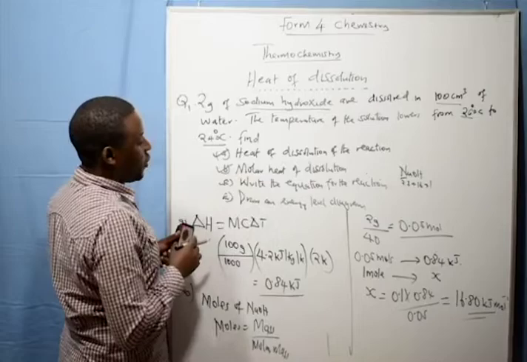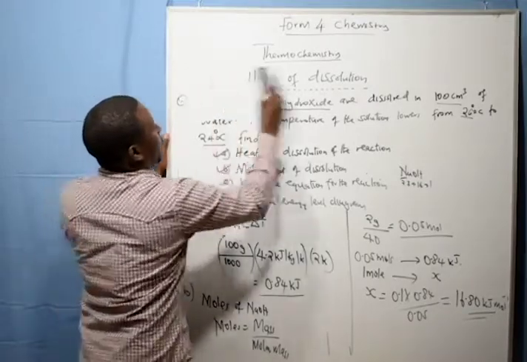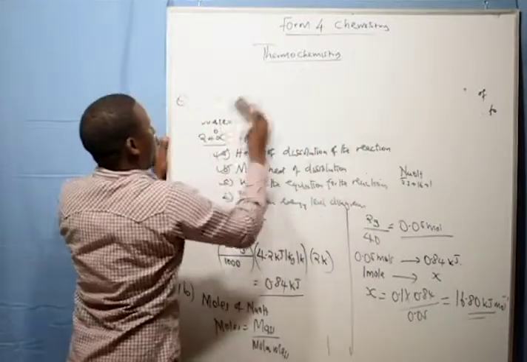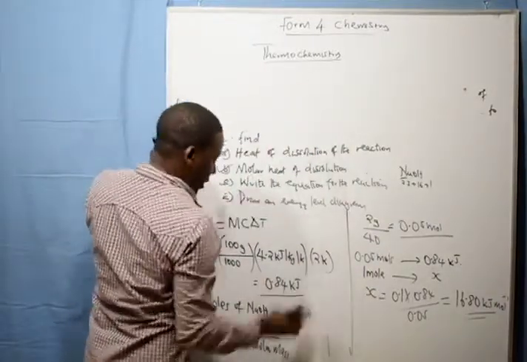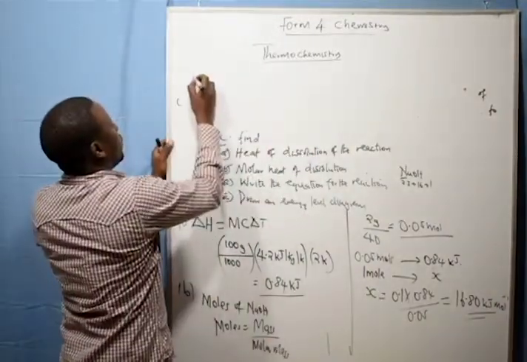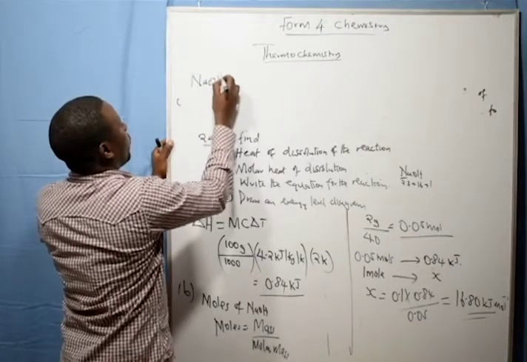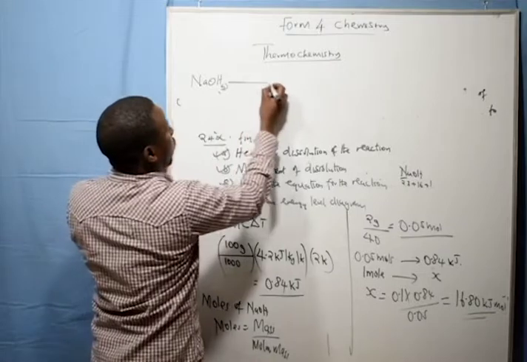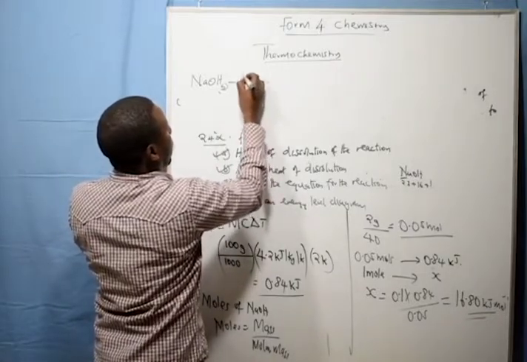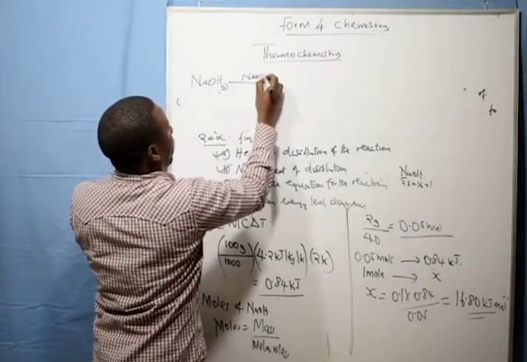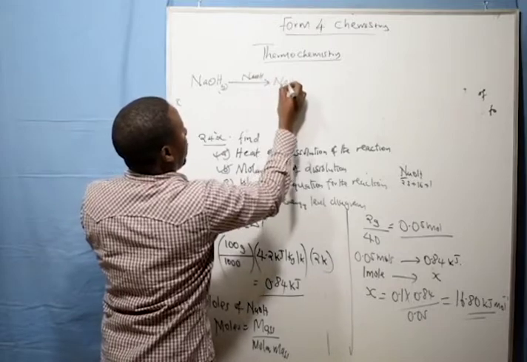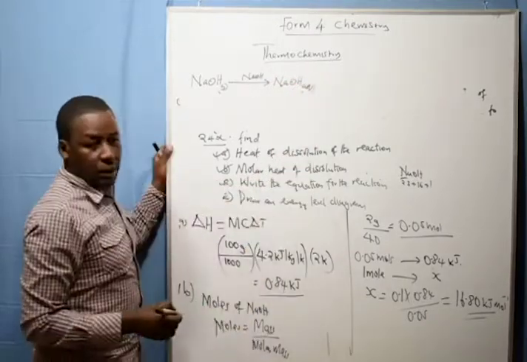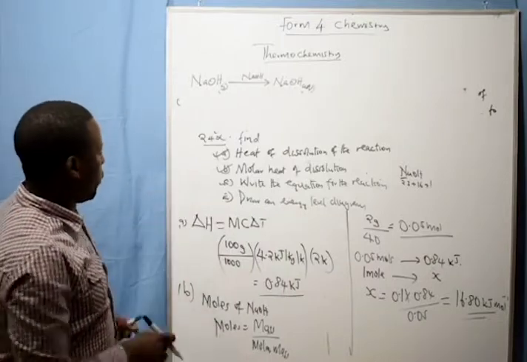Number 3, you're writing the equation for the reaction. We write the equation for the reaction. This is how the equation will be. Sodium hydroxide solid, you dissolve in water to get sodium hydroxide in aqueous state. That is the equation for the reaction.